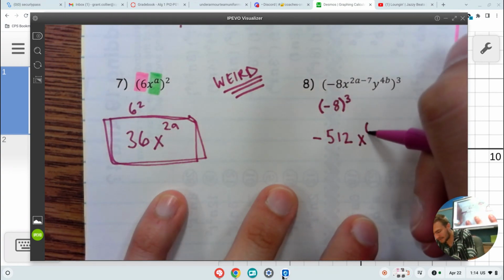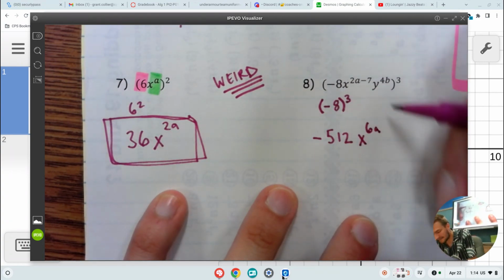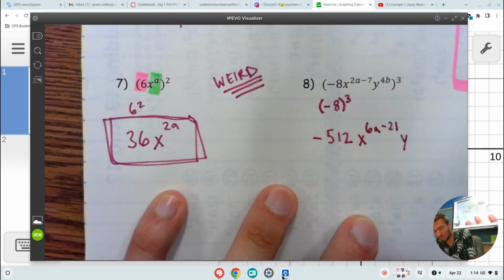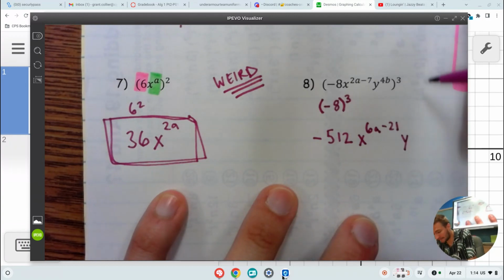2a times 3 is 6a. -7 times 3 is -21. And then the y, 4b times 3 is 12b.